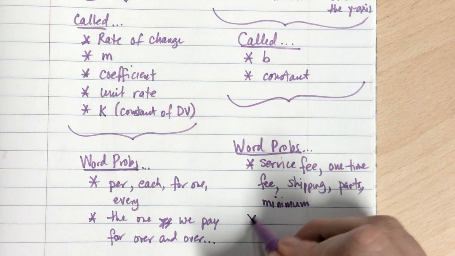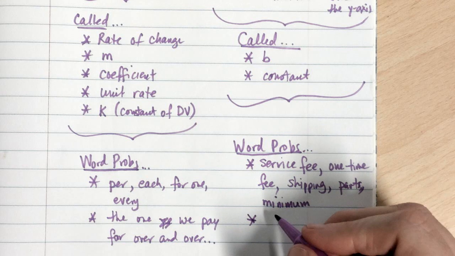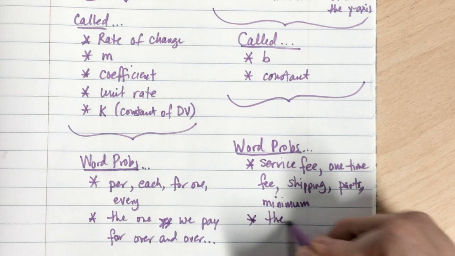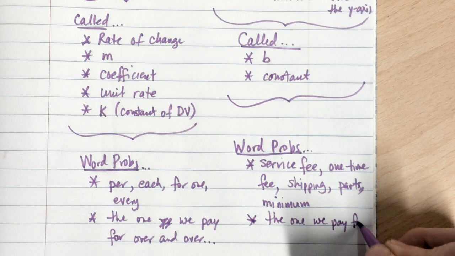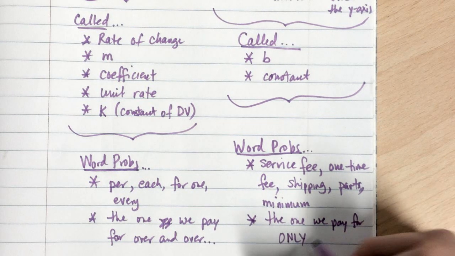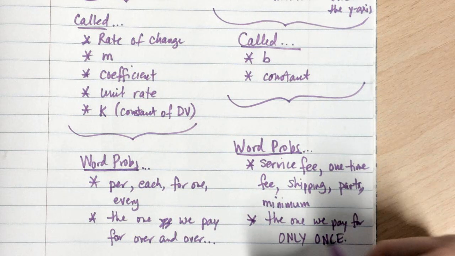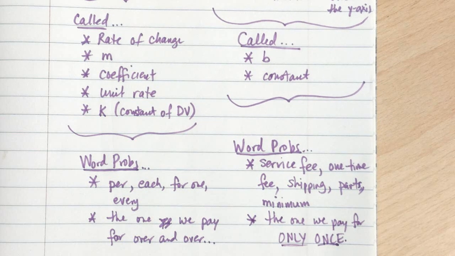Okay. Now, when we just look in a word problem, it's the one we pay for only once. Okay. So these are the parts of an equation. This is stuff that you've kind of already seen, but I wanted you to have it because we've talked about it, but you didn't have it written anywhere.